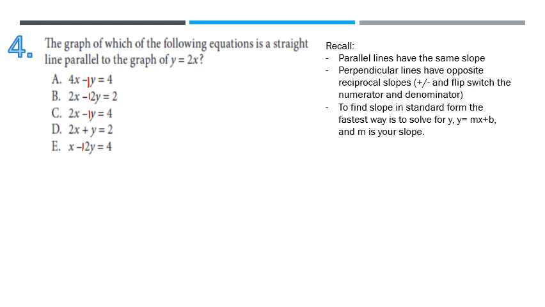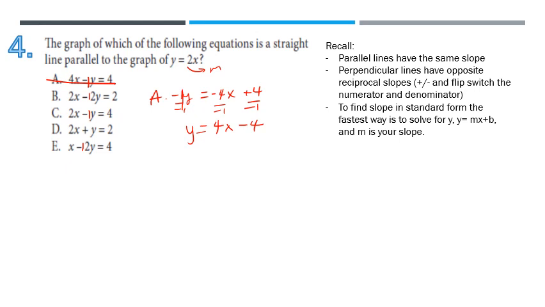So for A, we're subtracting, so we have negative 1y equals, and we subtracted 4x, negative 4x plus 4, because it was a positive 4. We divide by negative 1, and we get y equals 4x minus 4. Okay, our slope here is 4, and we're looking for 2, so we know that it cannot be that one.